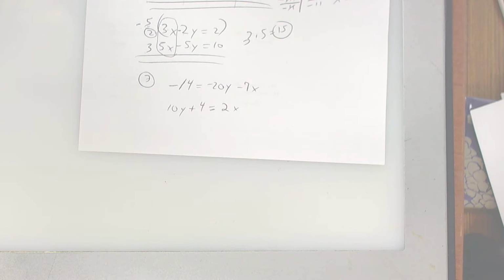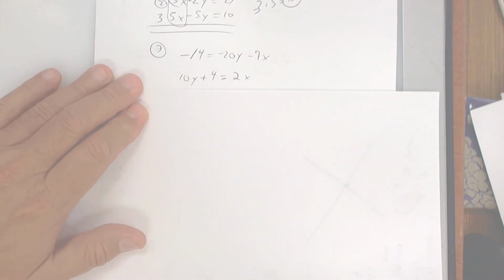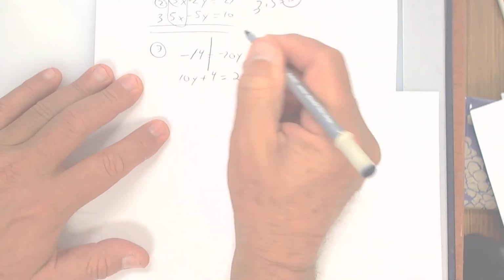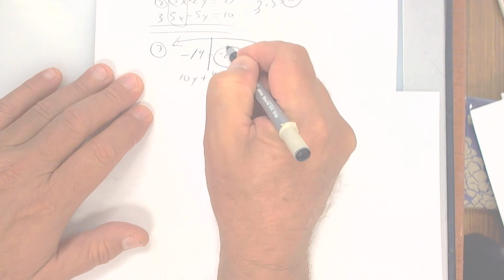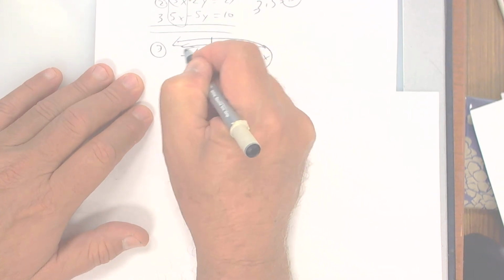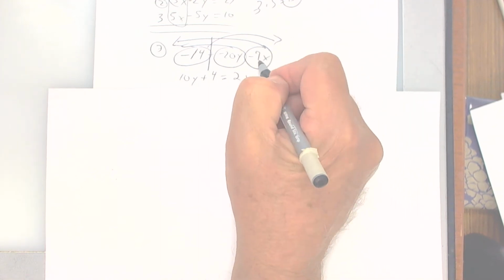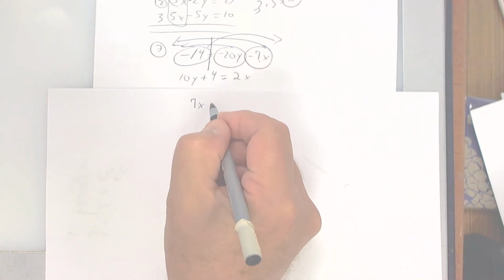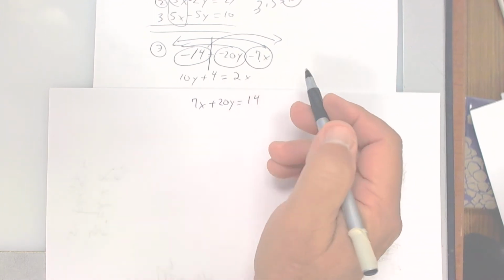If you look at this one, and copy it down right now, please. If you look at this one, you got to line up your x's and your y's. So right now, what you want to do is take this x, bring it over here, take this y, bring it over here, and then take the 14 and bring it over there. So the signs change. So the x becomes 7x plus 20y is equal to a positive 14.